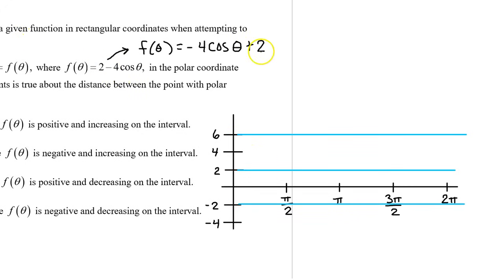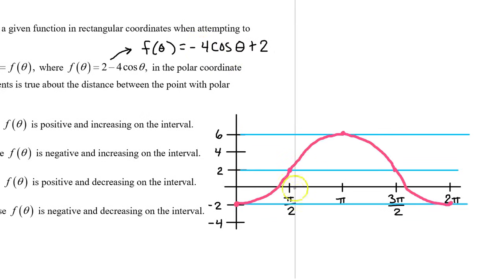Moving the 2 to the end, it's a bit easier to see that this is the d value, which gives us the midline. The 4 in the front, I'm ignoring the negative sign for a moment, tells us that the amplitude is 4. So it will be 4 up and 4 down from the midline. The negative sign gives us a reflection over the x-axis, so this will be an upside down cosine function. So it's going to be looking something like this.